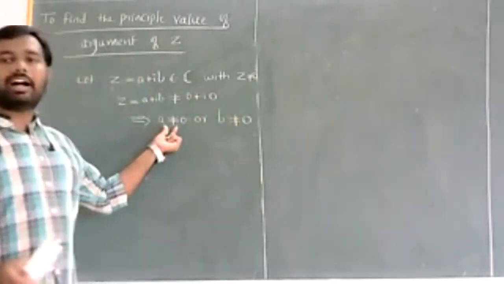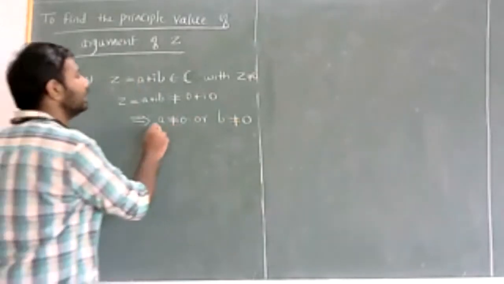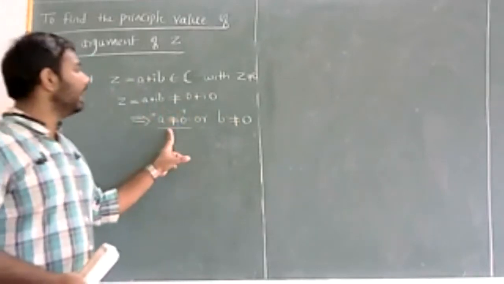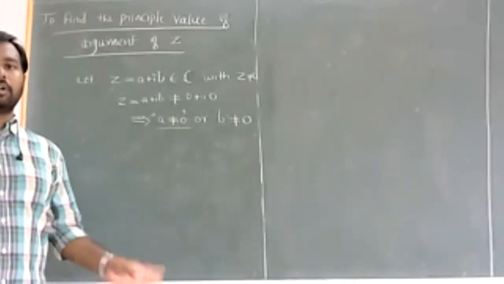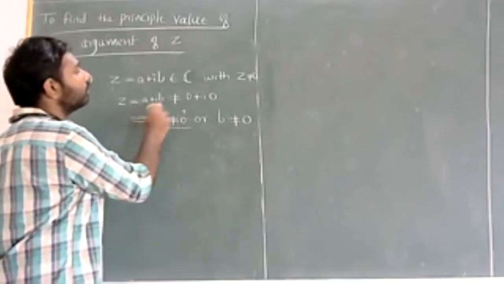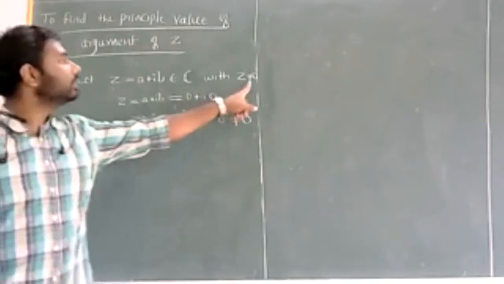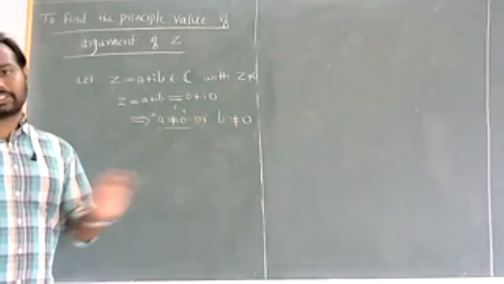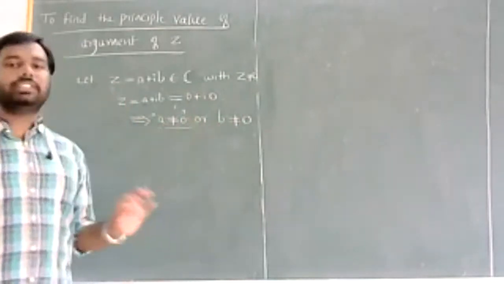Now I will introduce a convention. Any one of them has to be non-zero; both cannot be 0. If both a and b are equal to 0, then obviously it will be the zero complex number, which is not true. So in all cases, any one of these has to be non-zero.